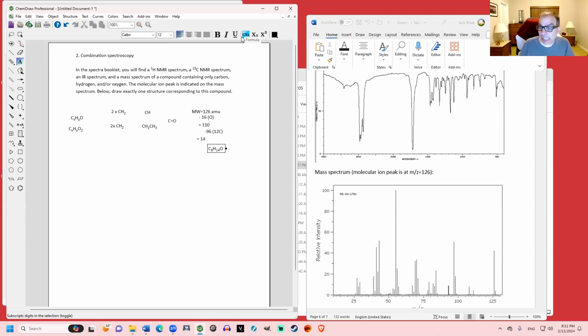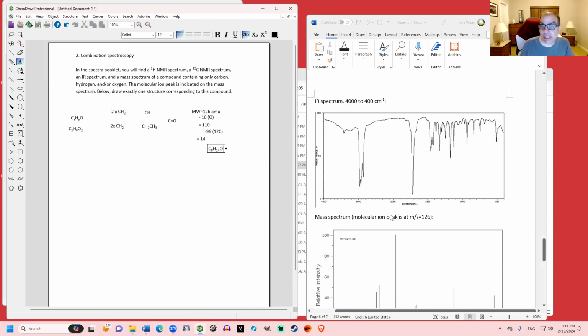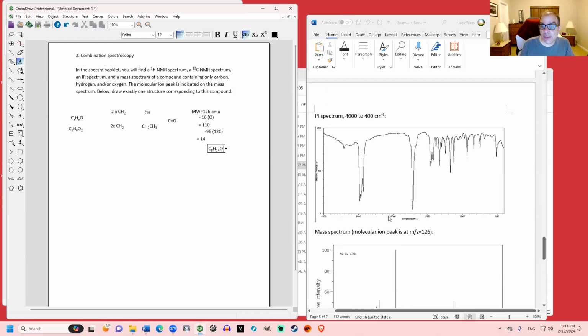Good, so now we've got a molecular formula. I doubt we'll be able to do too much more with the mass spectrum, but knowing the molecular weight is helpful. So we know there's 8 carbons and 14 hydrogens. 1, 2, 3, 4, 5, 6, 7, 8. We've got all 8 carbons accounted for.